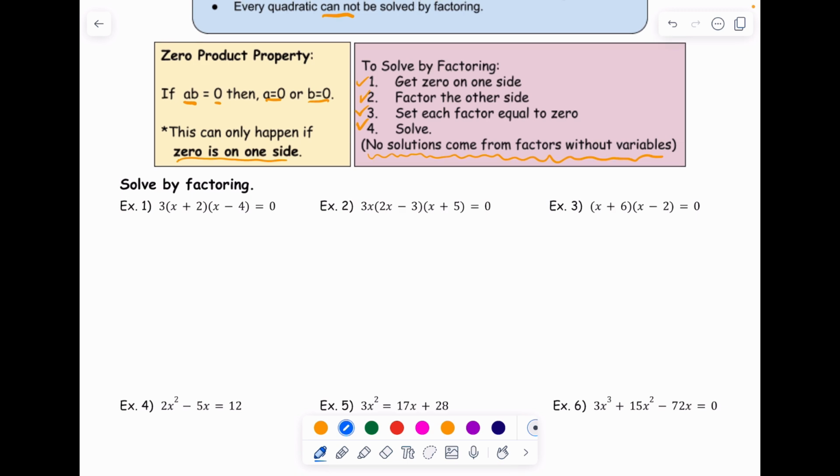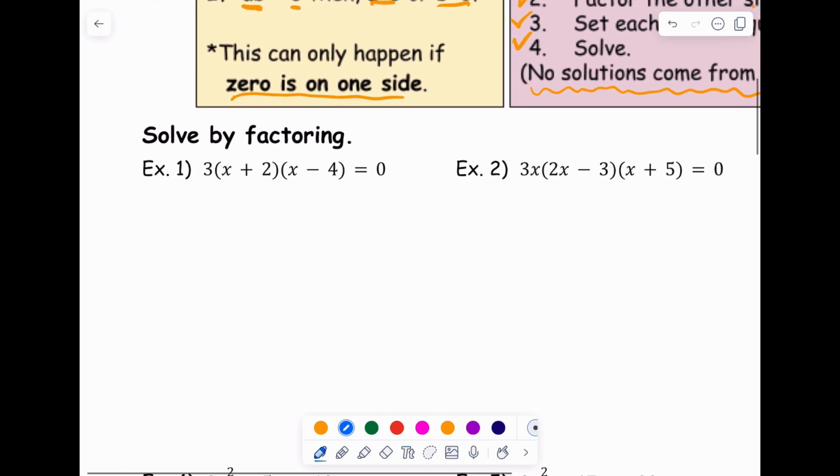Okay, so our first example already has 0 on one side, and it has 1, 2, 3 factors. But we see that the first factor doesn't have a variable. And we know if we set that factor equal to 0, that's not going to make any sense because it's not equal to 0. It'll never be 0. It's a constant, right? So we don't worry about that factor. We only worry about the factors that actually have variables.